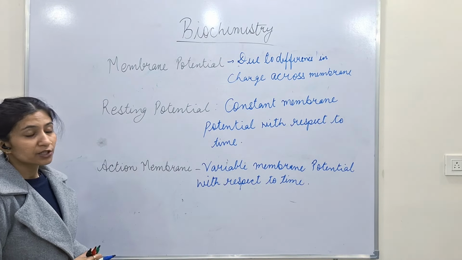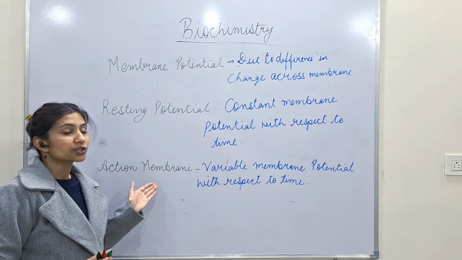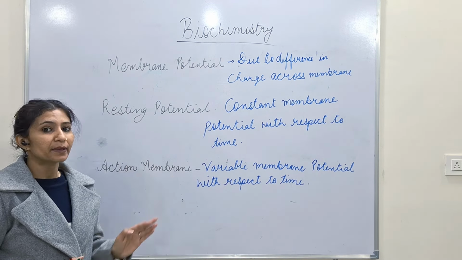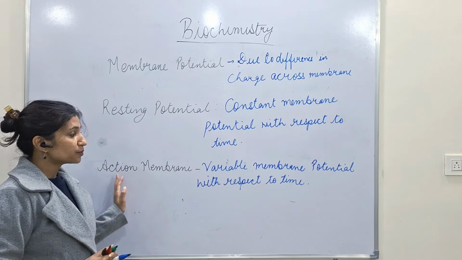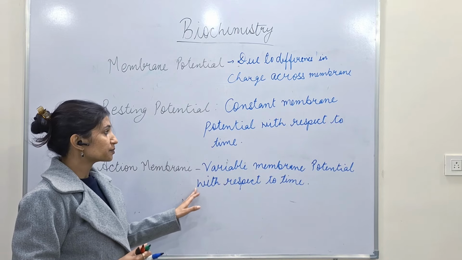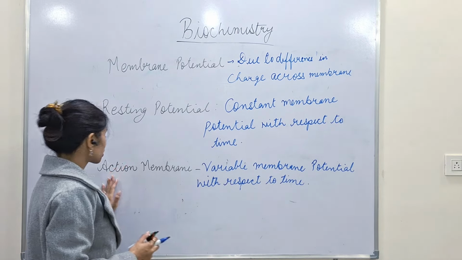So far we have learned three types of membrane potential. First is the membrane potential. This occurs due to the difference in the charge across the membrane. Second is the resting potential. This occurs when there is a constant membrane potential. Action potential tells us when there is a variable membrane potential with respect to time.